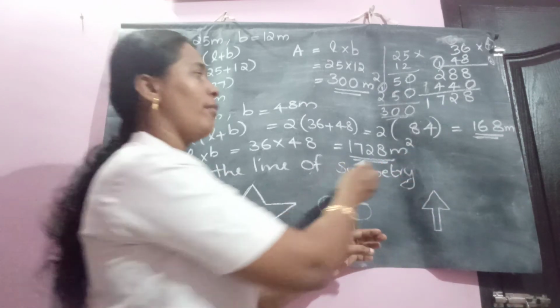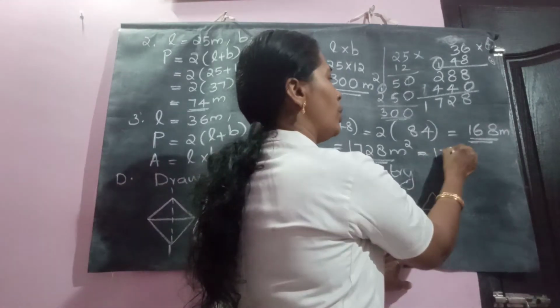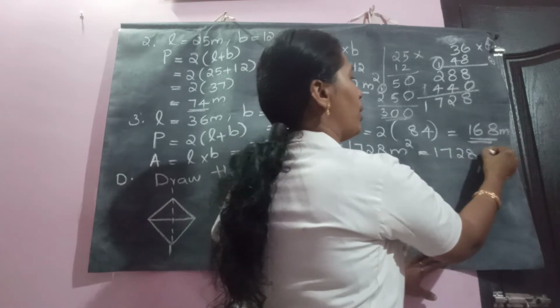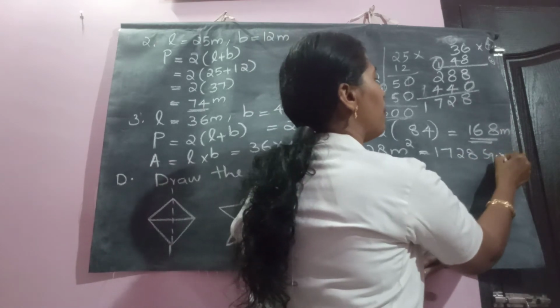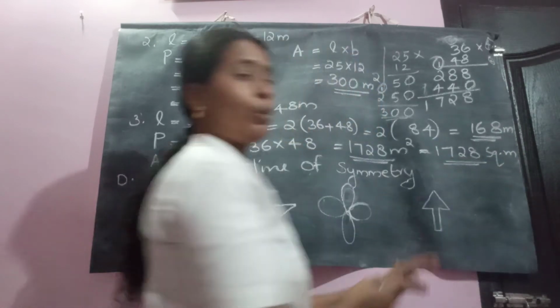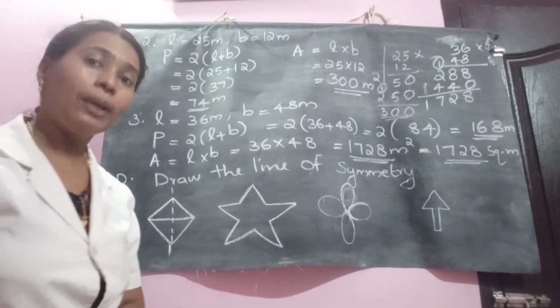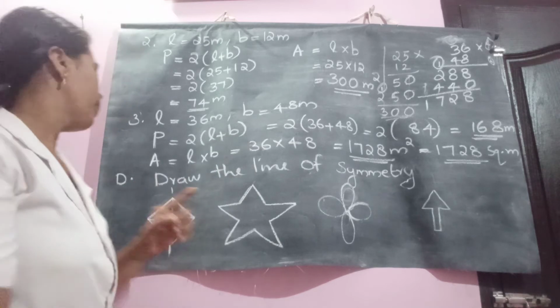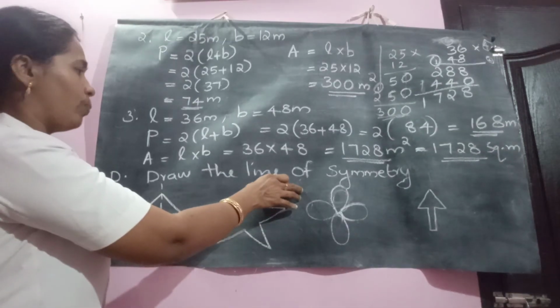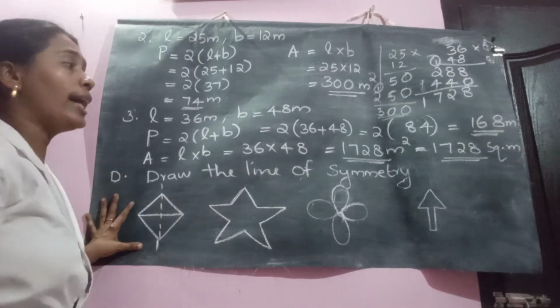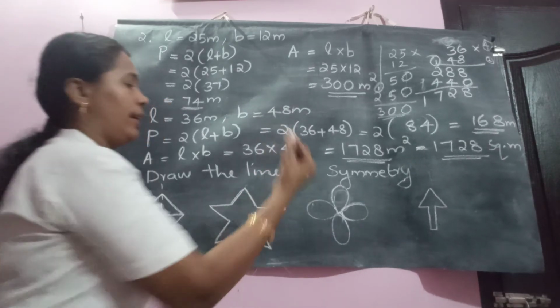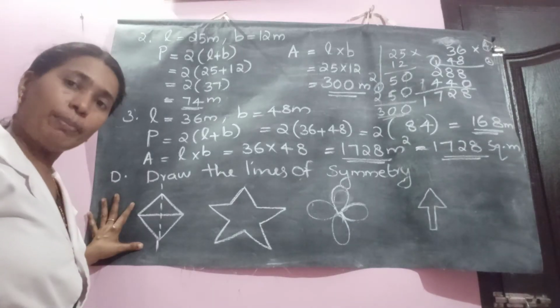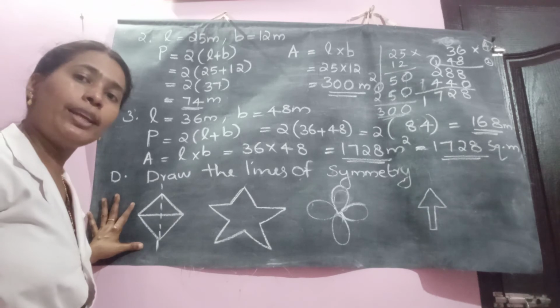Or if you don't want to write like this, you can write 1728 square meter, SQ.M, square meter. Okay. One you have to do. Next one, easy one for you. Draw the lines of symmetry for the following figures.